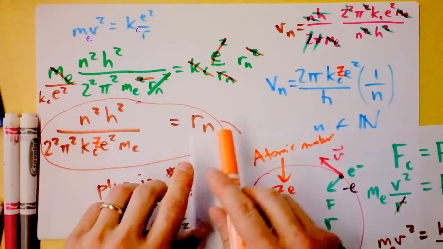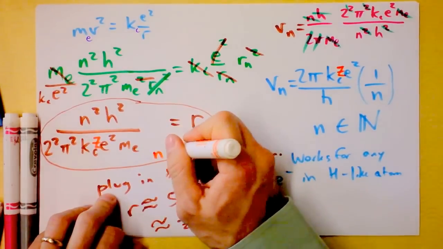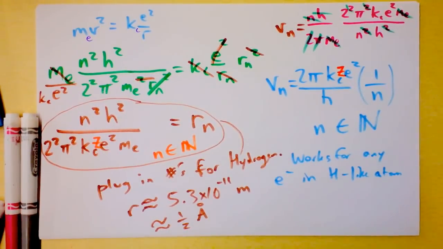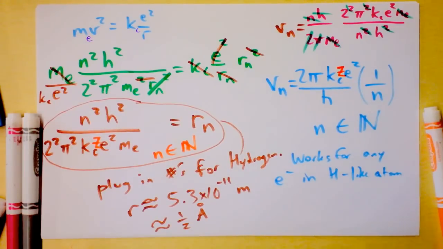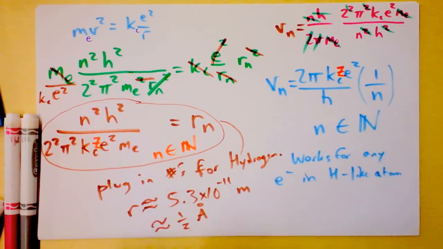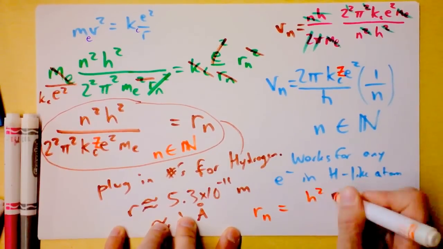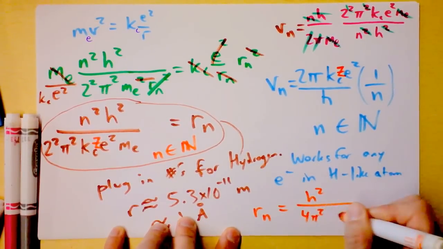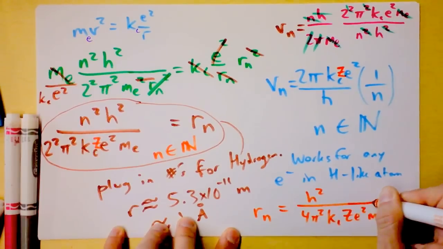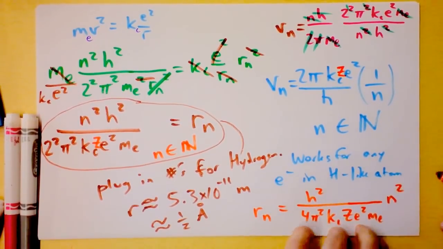What about n? n is really funky, this index that is making everything happen. I've got to put an n in here. n has to be a natural number from 1 to infinity. Let's see if we can make some sense out of what n is doing. But really, I've just got one more thing to do. I want to take this and write it again in full glory with the Z in a nice place. The radius of the nth orbit is h squared over 4 pi squared kc Z e squared mass of the electron, and that is it except for a factor of n squared.